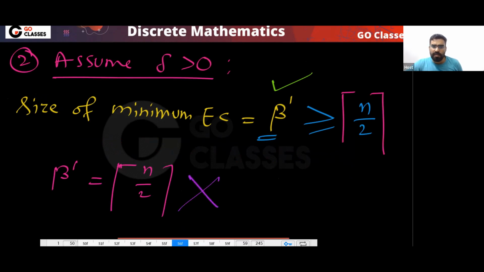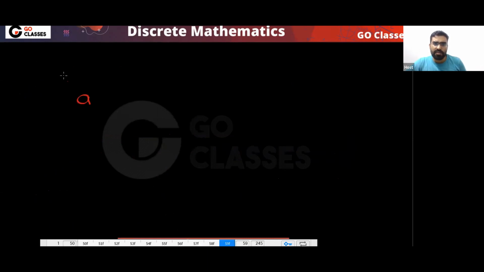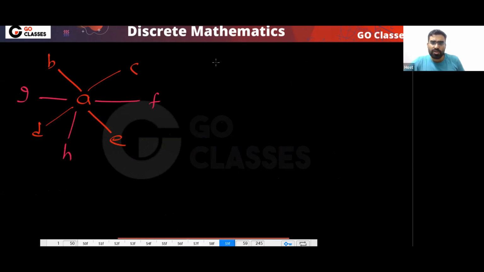This is not correct, because you can have this type of situation. So at least 3 edges we need in the minimum edge cover. But remember, it does not mean that 3 edges are enough. For example, consider this graph: A, B, C, D, E, F, G, H. What is the size of the edge cover, the beta dash? That will be 1, 2, 3, 4, 5, 6, 7. You have to take all the edges.